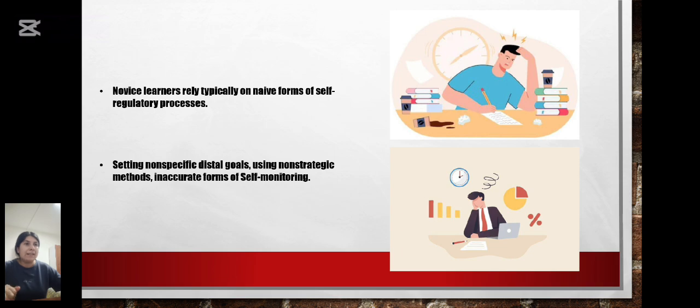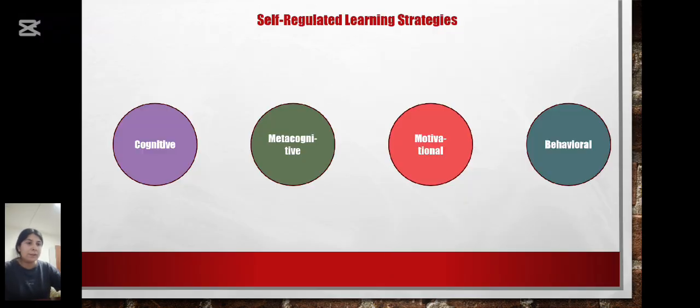So these things distinguish effective and non-effective learners. So now let's move on to the self-regulated strategies. Finally, there are 4 strategies of self-regulated learning. The first one is cognitive strategy. The second one is metacognitive strategy. The third one is motivational strategy. And the fourth one is behavioral strategy. Now let's look at each of them.